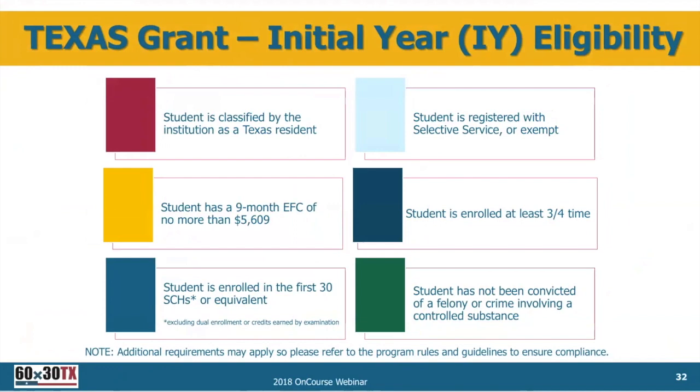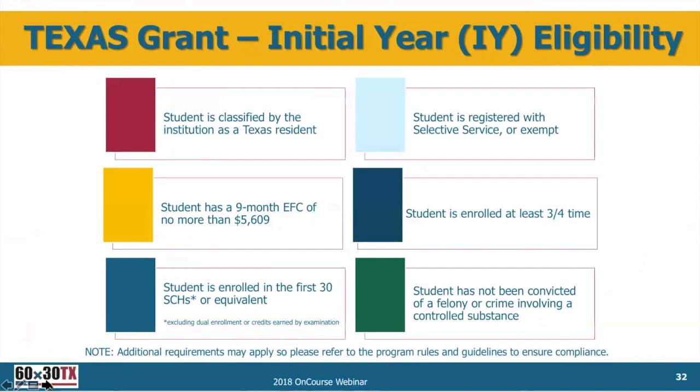Texas Grant is the biggest grant program in the state of Texas. It is intended for the 4-year public universities. And again, a lot of the requirements are similar to TEOG. You'll see that the residency requirement, the EFC requirement, and the 30 credit hours are the same.